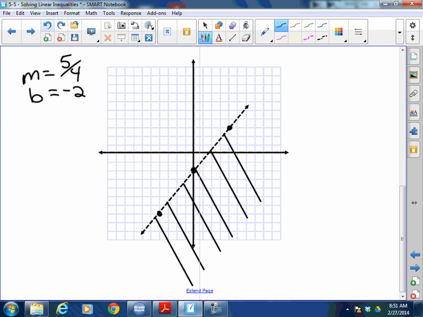Okay, so what kind of inequality is this? It's shaded below and it's dashed. Less than. So y is less than 5/4 x minus 2. And remember, you should be saying to yourself, wait a second, this is perfect. The slope is positive. My line is going up from left to right, so that is correct. You could always see if you messed up with your slope.